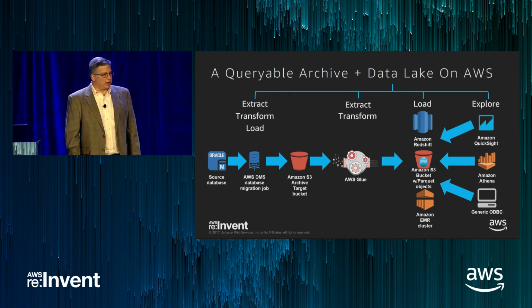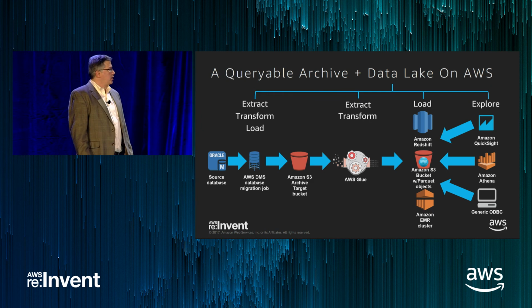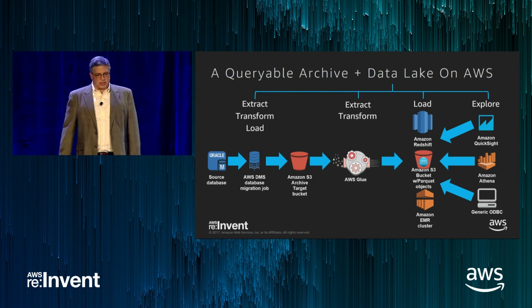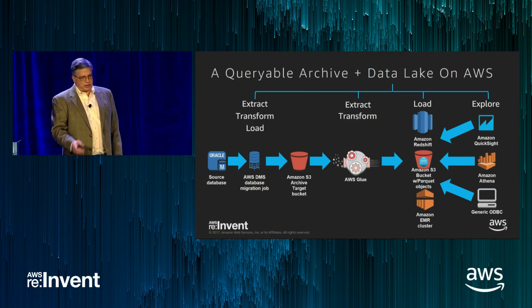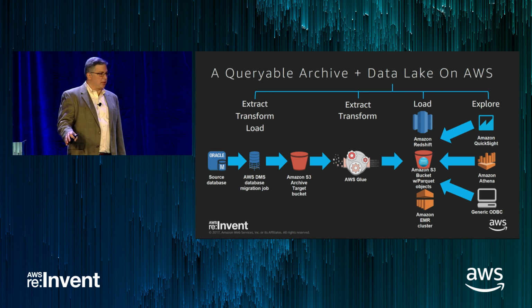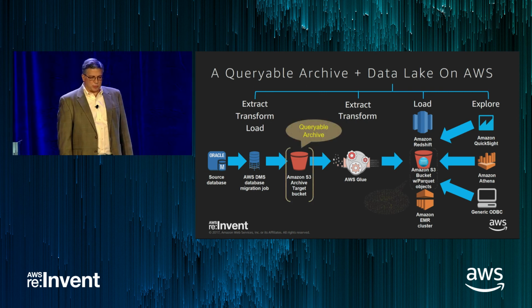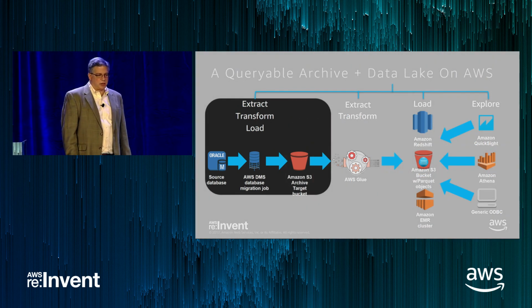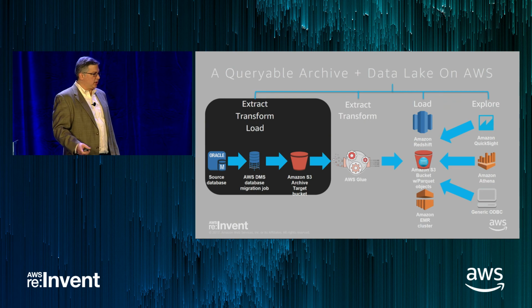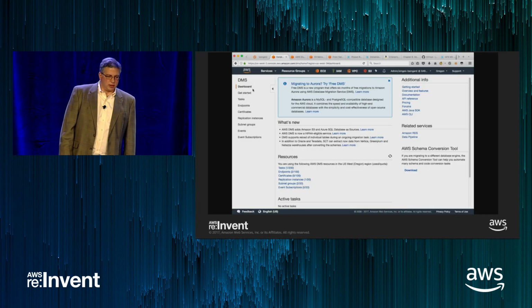Once the data is available in both of those buckets, you can access it and explore it using a variety of services that exist in AWS today. So I have a few demos here where I'm going to take this reference architecture and go piece by piece and show exactly how this is going to work. First we have our archive, then we have our data lake, and we're going to talk about step one, which is extracting the data from our historical data stores and putting them into S3.